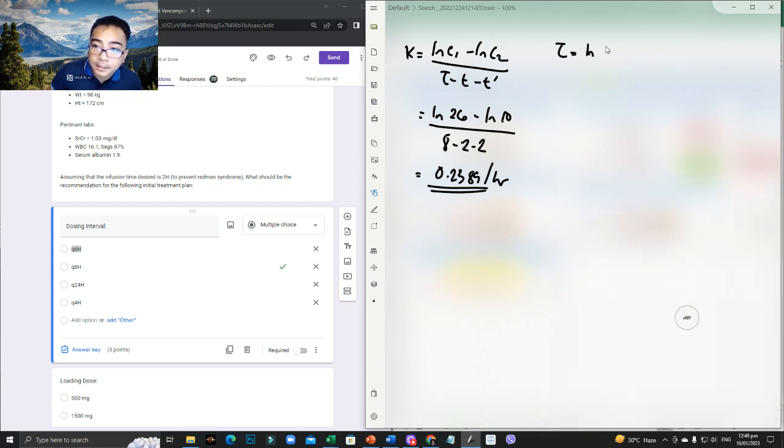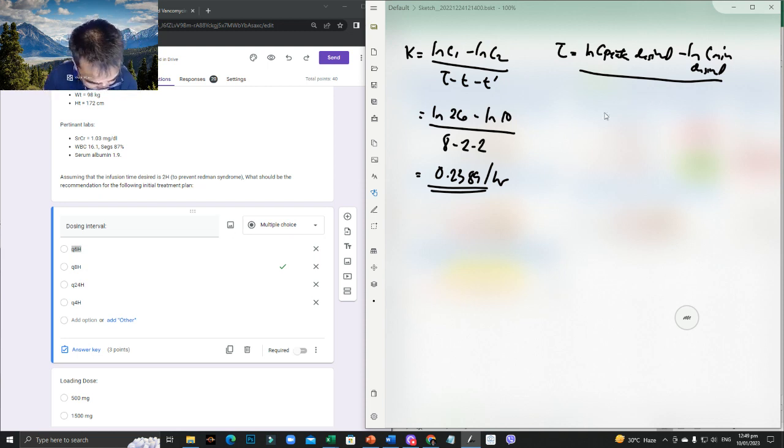So, ln C1 desired, C peak desired, minus ln C min desired. Kompletohin ko na. This is still desired over K, plus T, the infusion time, plus T prime, which is the waiting time or the distribution phase.